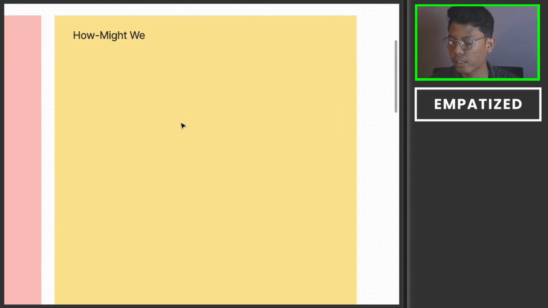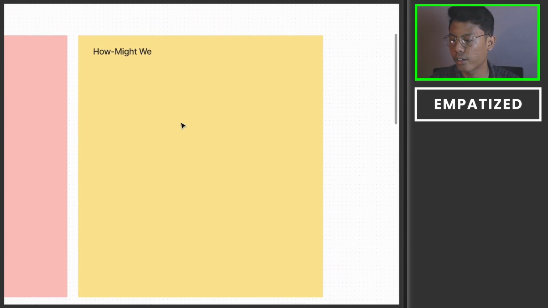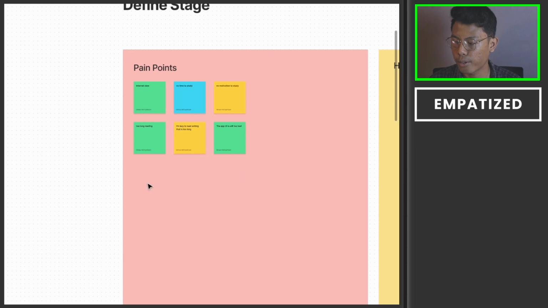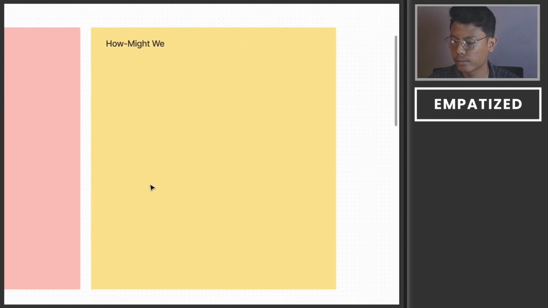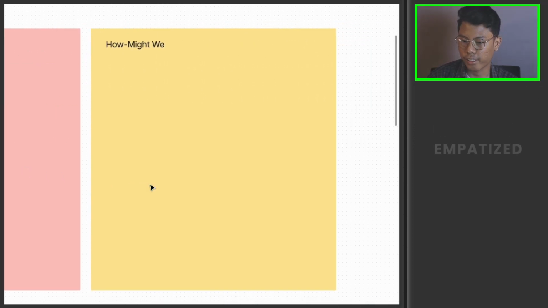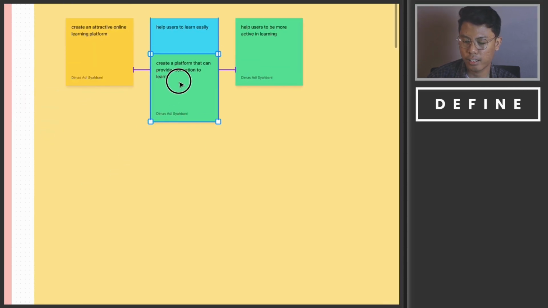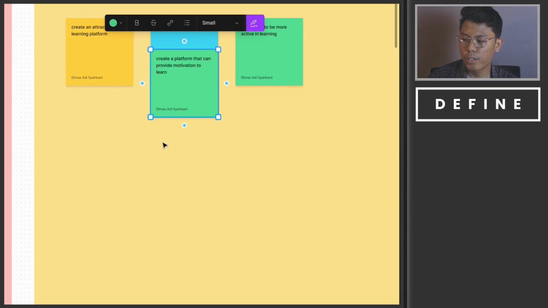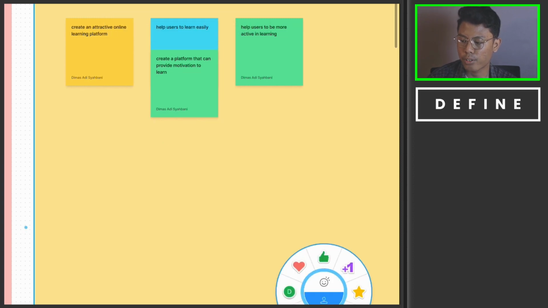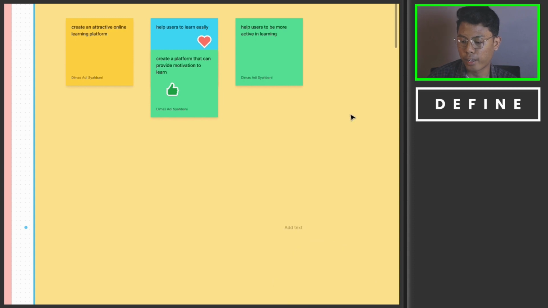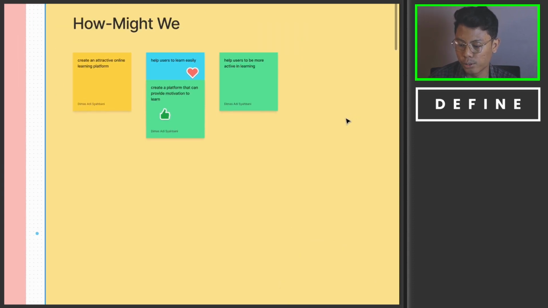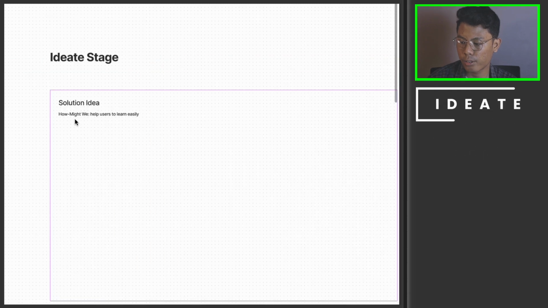What is how might we? How might we is an opportunity or solution that we can take from pain points. And then, after taking the solution, we can collect those that have the same point like this. And then, we vote for those that can be a solution to the user's problem, like we can press E or just do the stamp. After we got those 2 points, we can move into the ideation stage.